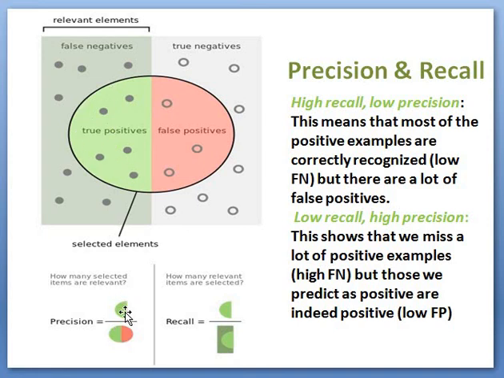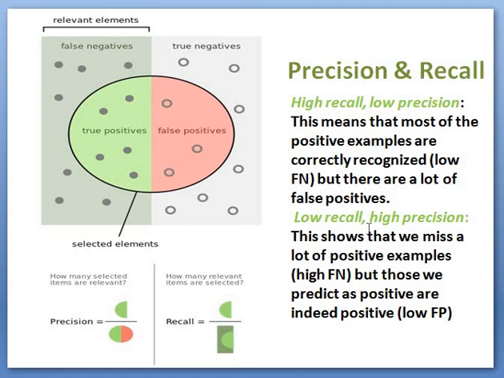So that is true positive divided by true positive plus false positive. Likewise, how many relevant items are selected? That is recall. So on the green side, that means true positive divided by true positive plus false negative. So high recall, low precision means that most of the positive examples are correctly recognized, but there are a lot of false positives.